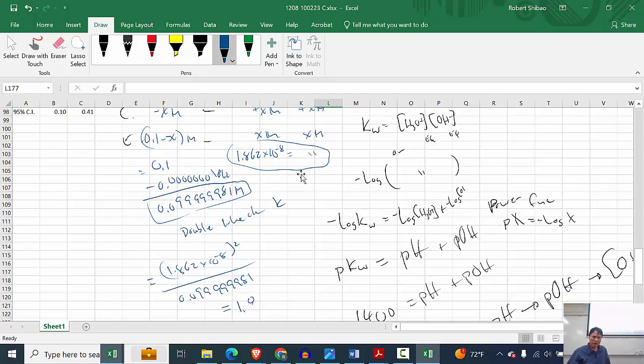I got a K of 1.8 times 10 to the negative 7, 1.86. Is that what you got? What did you get? 4, 6, 7, times 10 to the negative 15. Times 10 to the negative 15. Anybody else? You got that? Times 10 to the negative 15.